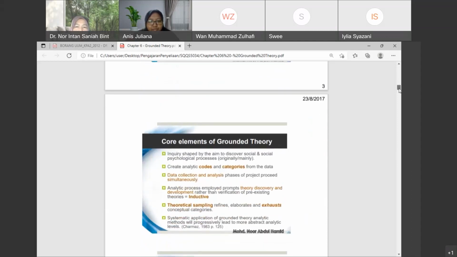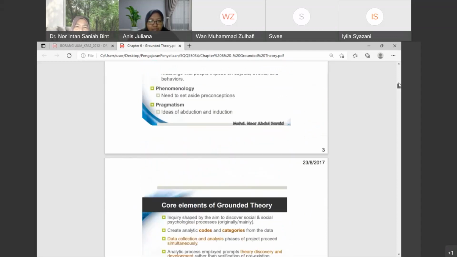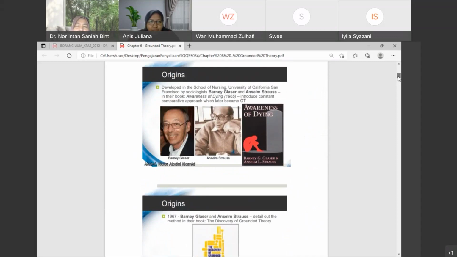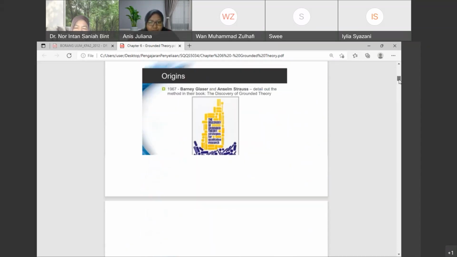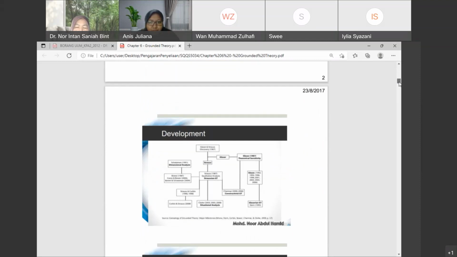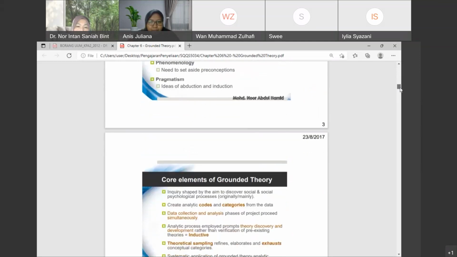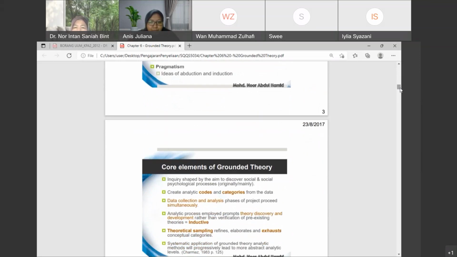So you can see here they have discovered social, psychological, and mainly, if you look here, these scholars are from the School of Nursing, from the helping professions. So it might be from health, they are also using grounded theory for some areas. It doesn't mean every single area, maybe from psychology, sociology, education, languages, and so on. Okay, so from these core elements in grounded theory, they have codes and categories.